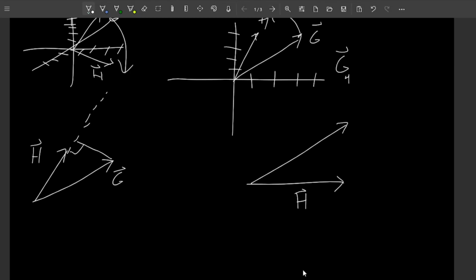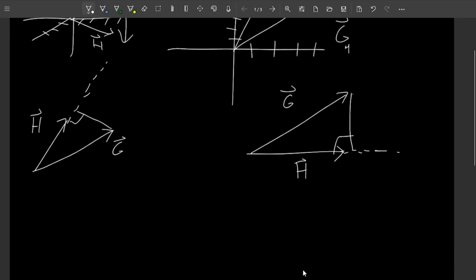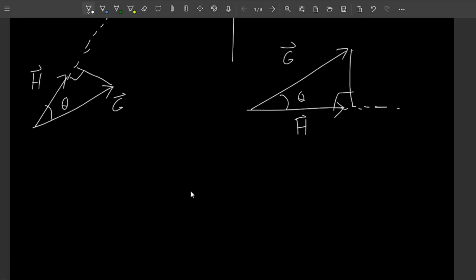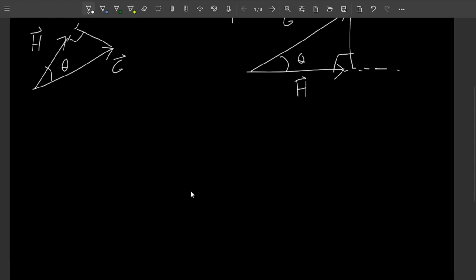The only thing weird about this problem is that G extends beyond H. So we're just going to have to extend this out. And now we have a triangle we can work with, right? We can call this angle between these vectors theta. That's going to be important. Now that we have our triangle, we're going to need to start looking for what this value is. Let's call this value g at h, the component of g along h.